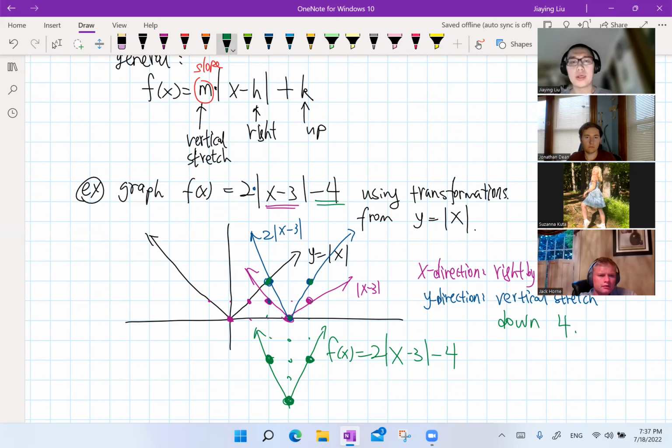Right. Now, the next question I'm going to give you is similar to the transformation questions. Basically, we have a function that's obtained from absolute value of x through the following transformations. We need to write down a formula.